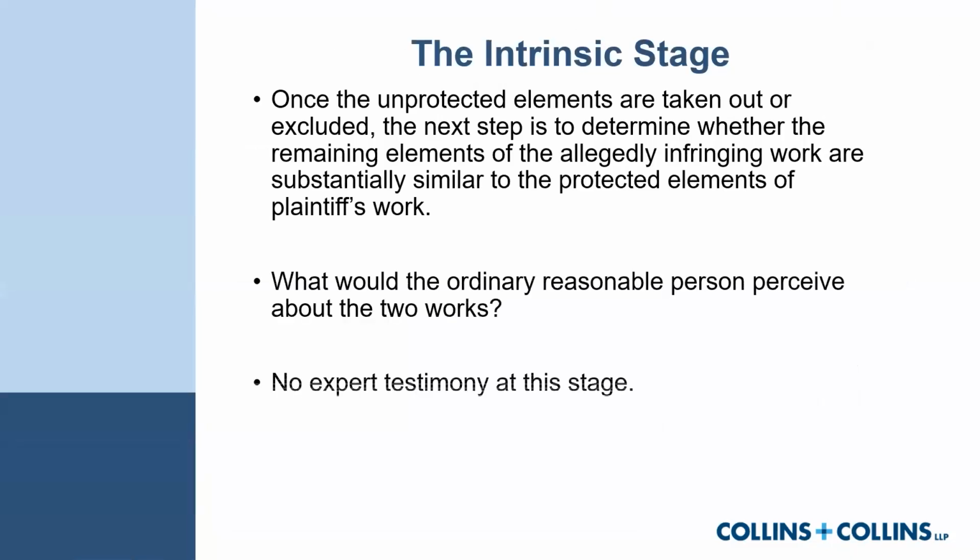So this was an intrinsic stage. Once the court segregated the unprotected elements from the design, the next step is going to be to determine whether the remaining elements of the infringing work are substantially similar to the protected elements of the plaintiff's work. And then the question really is, what would an ordinary reasonable person perceive about the two works? The Prada example that Jason brought up is a good one. This is ultimately a jury question. What would an average person, not an expert, not somebody who knows this stuff inside and out, but the people who are sitting on the jury?